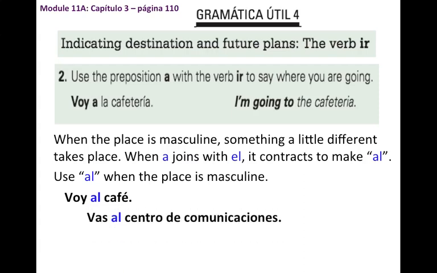Repitan, por favor. Vas al centro de comunicaciones. You are going to the communication center. Centro is masculine. A-el contracts. Al. And finalmente repitan, va al restaurante. So he or she, whoever the subject is going to the restaurant, contracted.